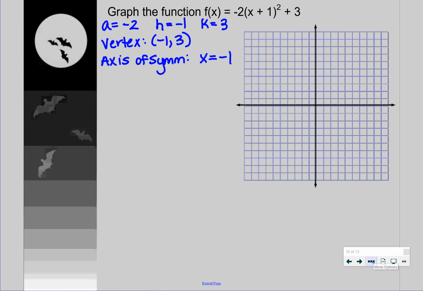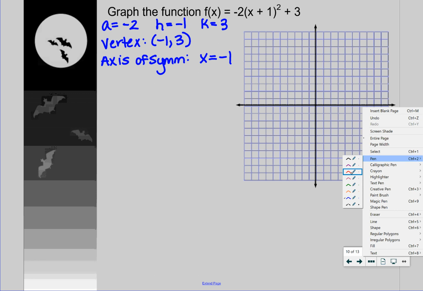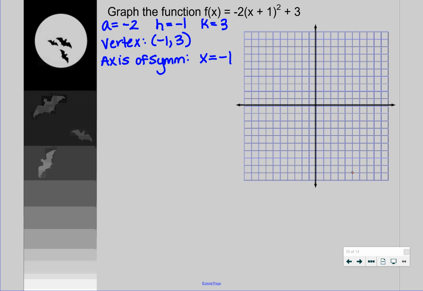Okay, next thing we can find, let's do which way it opens. Which way does this open? Up or down? How do you know it opens down? Because my A is negative. If it opens down, does it have a min or a max? It has a max.